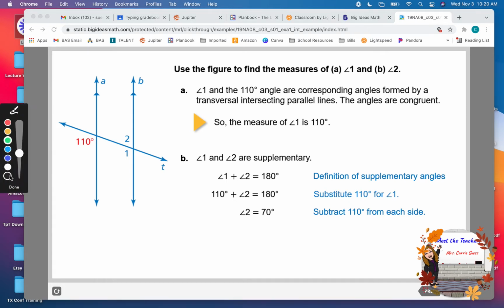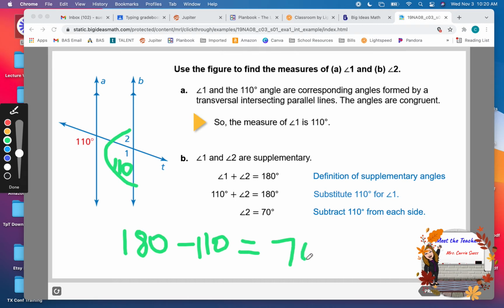I wish this wasn't such a fat marker. Since this is 110, and I know the whole thing is 180, I'm going to say 180 minus 110. And I subtract that and I'm left with 70 degrees. So I know the measure of angle 2 is 70 degrees.